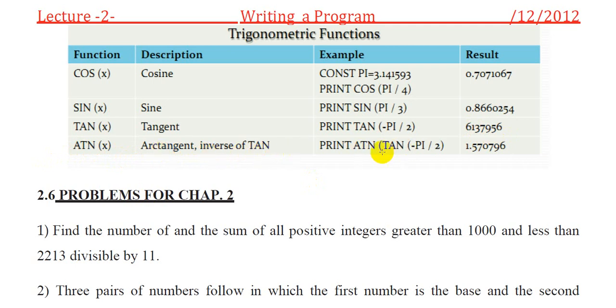ATN(X), the arctangent, the reverse of tan. Print ATN of tan pi 2. ATN of tan, as you can see from here, pi over 2, equals 1.570796, as you can see from here.